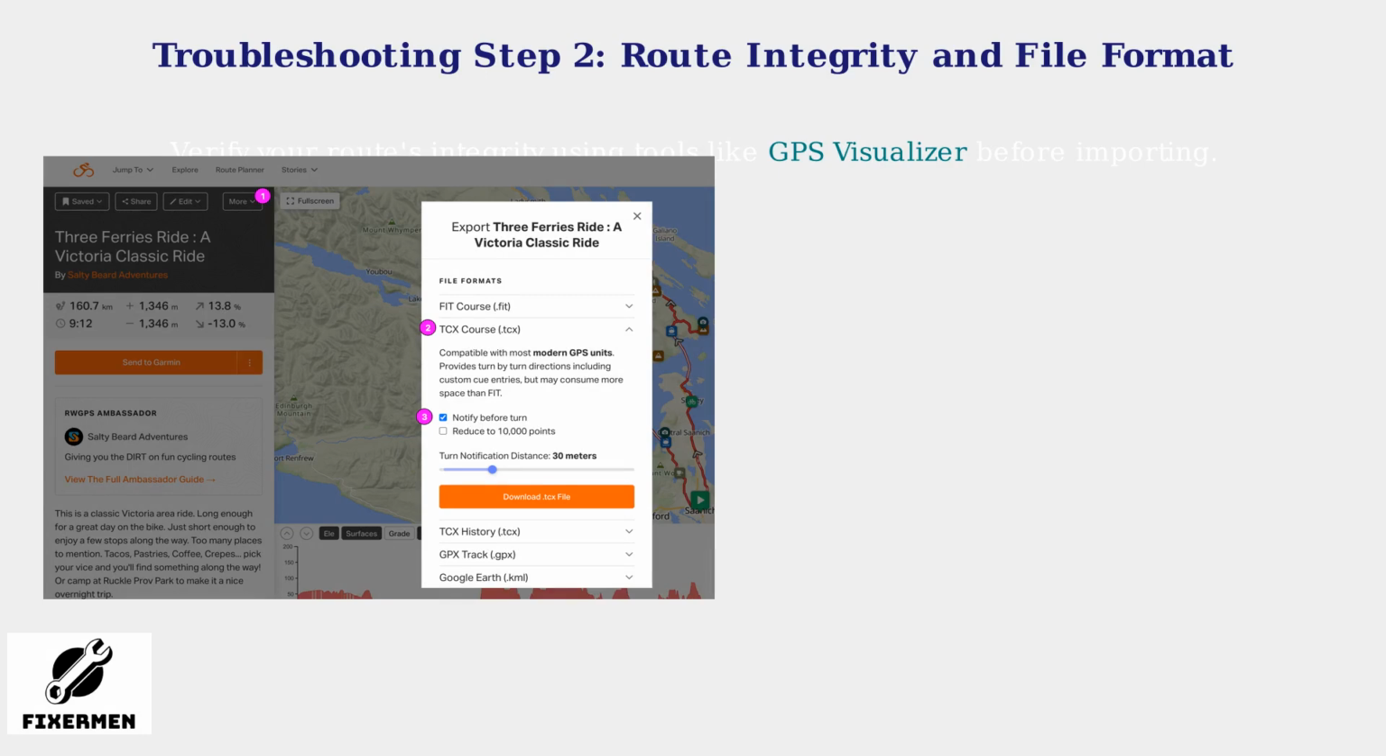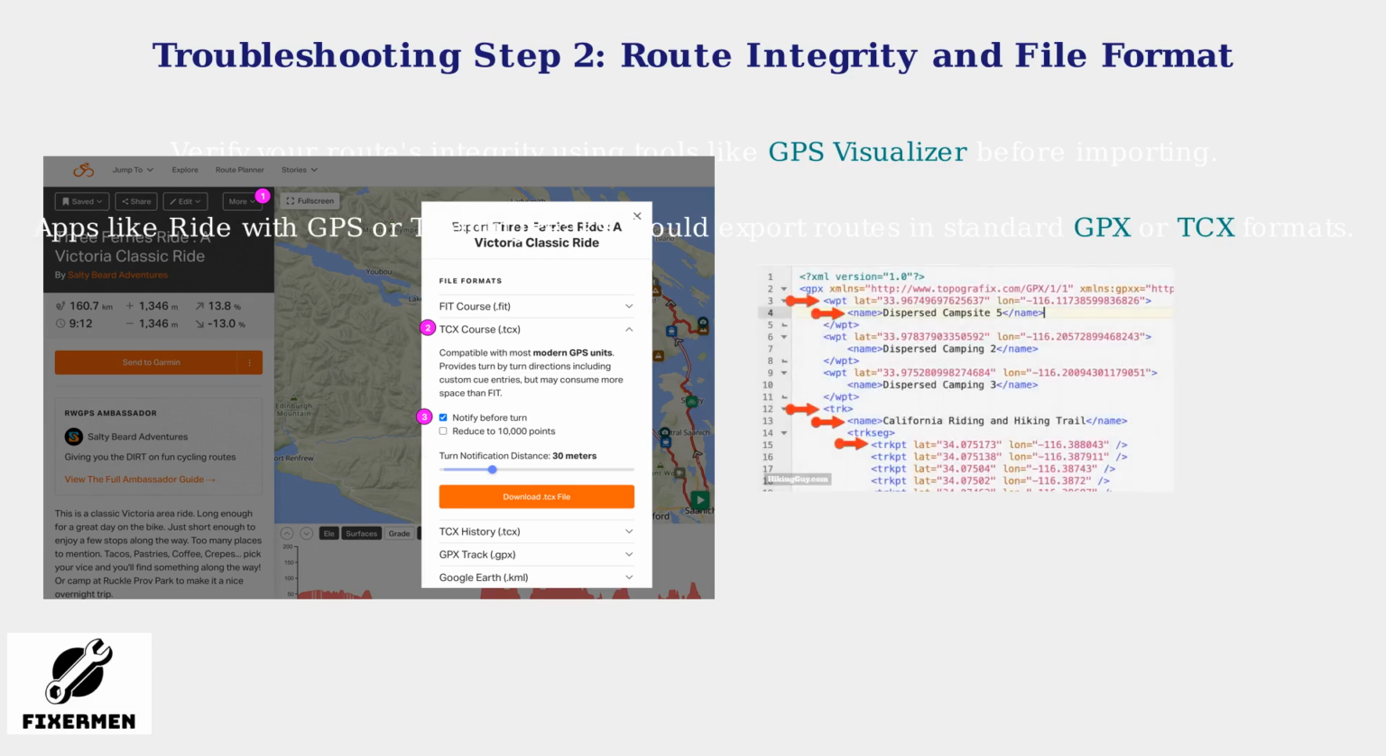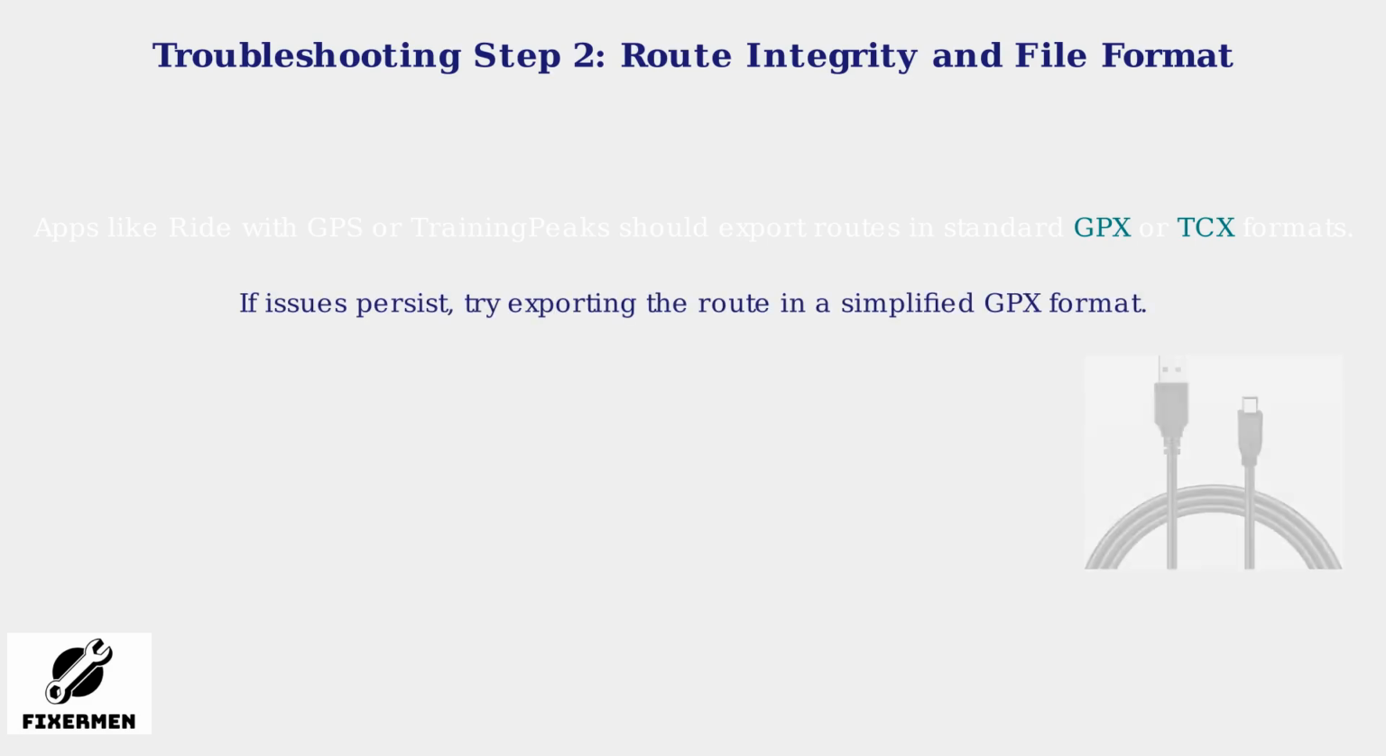Use tools like GPS Visualizer to check for any errors in the route data before attempting to import. Ensure your routes are exported from apps like Ride with GPS or Training Peaks in standard formats such as GPX or TCX. These formats are compatible with the Edge 540's navigation system. If problems continue, try exporting your route in a simplified GPX format. Complex routes with many waypoints can overwhelm the device's memory and cause navigation failures.